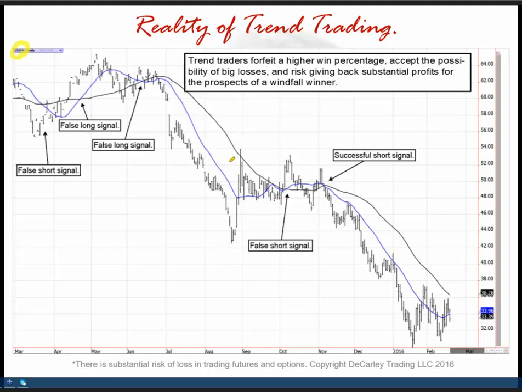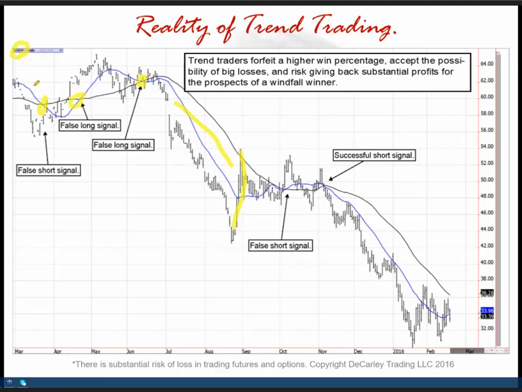See, this one would have been a great trade somewhere along the line, although actually it looks like they got a false buy signal, but eventually the trend system would have gotten them short there and they would have caught a big ride. Here you see they probably would have given a lot of it back. So, just to give you an idea, here's a false short signal. Here's a false long signal.